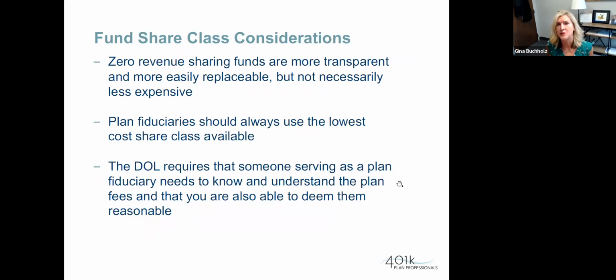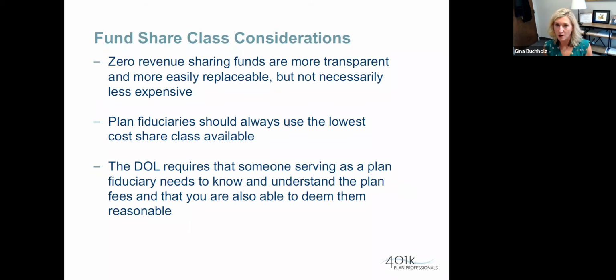Now, a couple other things that you should consider when you're thinking about different fund share classes. Zero revenue sharing funds, as I showed you, are very transparent. They're more easily replaceable because we don't have to consider how much revenue is in that fund before we replace it. It doesn't necessarily mean that they're better or that they're always the least expensive. As plan fiduciaries, we and you, if you're a plan sponsor or you sit on your investment committee, always want to do what's best for the plan participant. That's above all the most important thing that we need to do. And we need to always try to use the lowest cost share class.